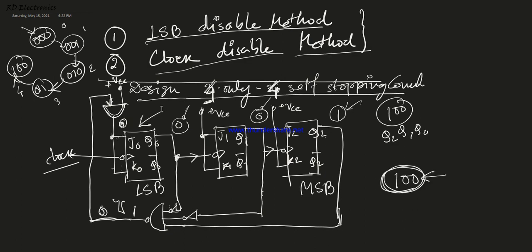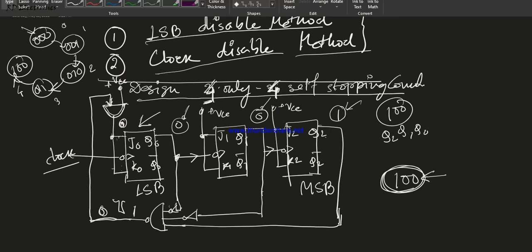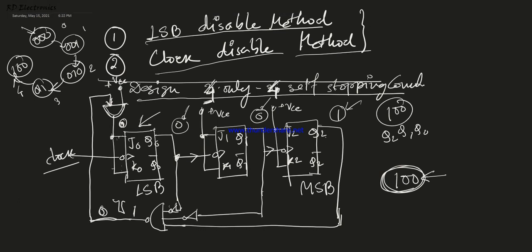Next we talk about the clock disable method. The clock disable method follows the LSB disable method. It's the same principle, but the only difference is that instead of disabling the LSB of the JK flip-flop, we disable the clock. How is it possible? The basic hardware is basically the same, so it is very easy. Just delete this NAND gate here, and delete this clock here.